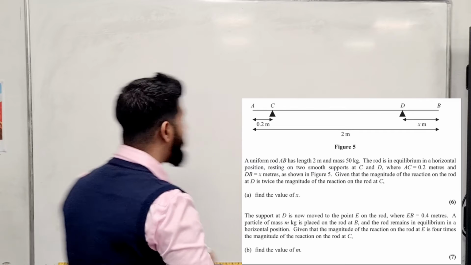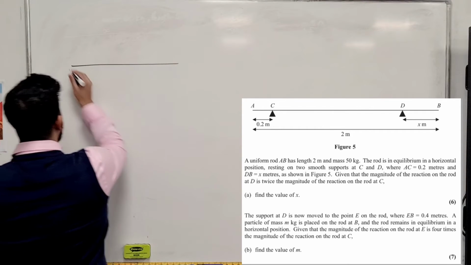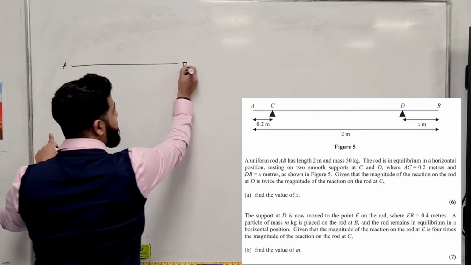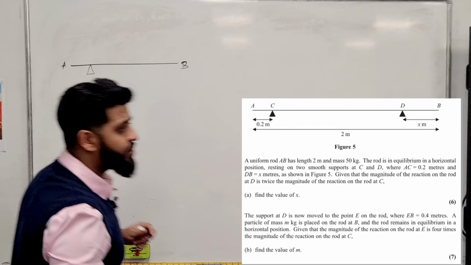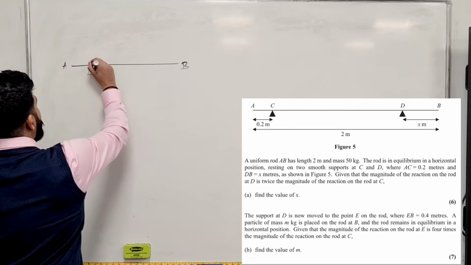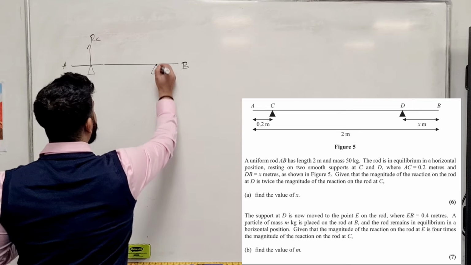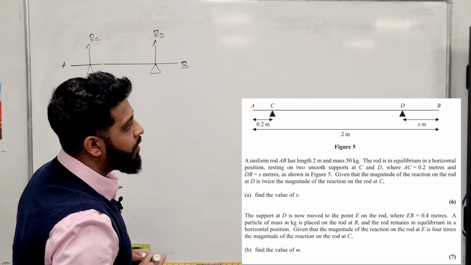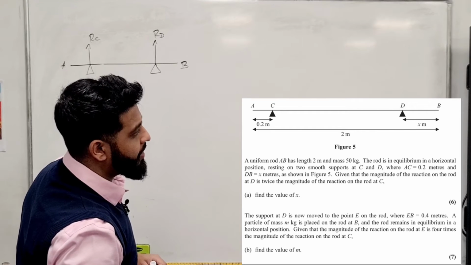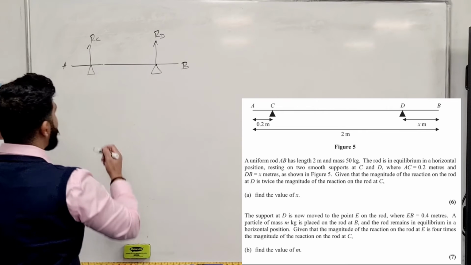So step number 1, we're going to draw this diagram, all right? So there's our rod, here's A, here's B. We're going to put in where the supports are that they put there. So that's C. So reaction at C. And then we've got D. So reaction at D. We are told that it is uniform and a length of 2 meters and mass 50.